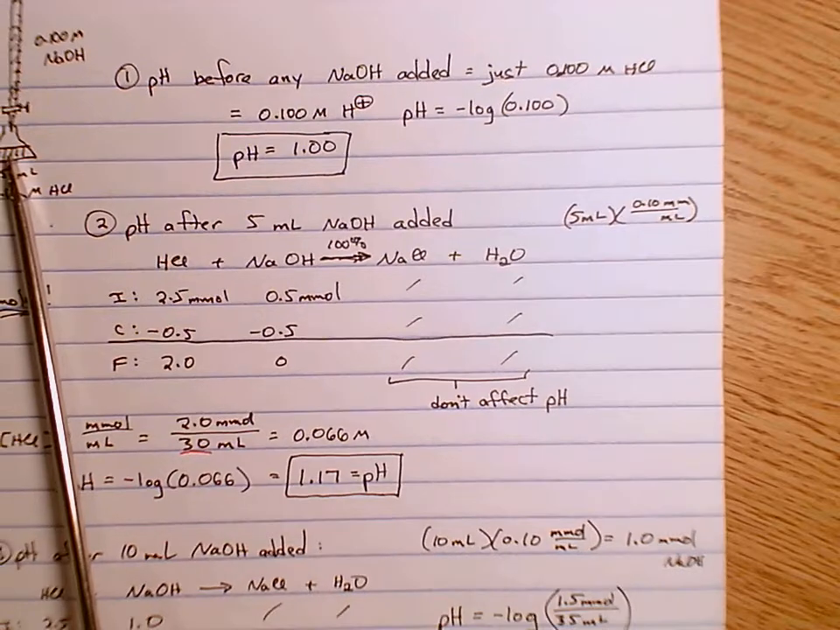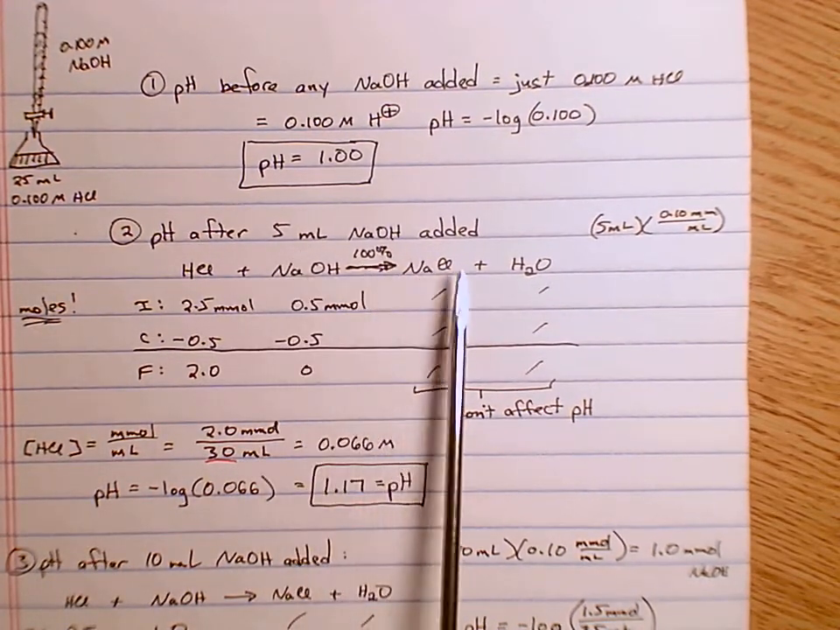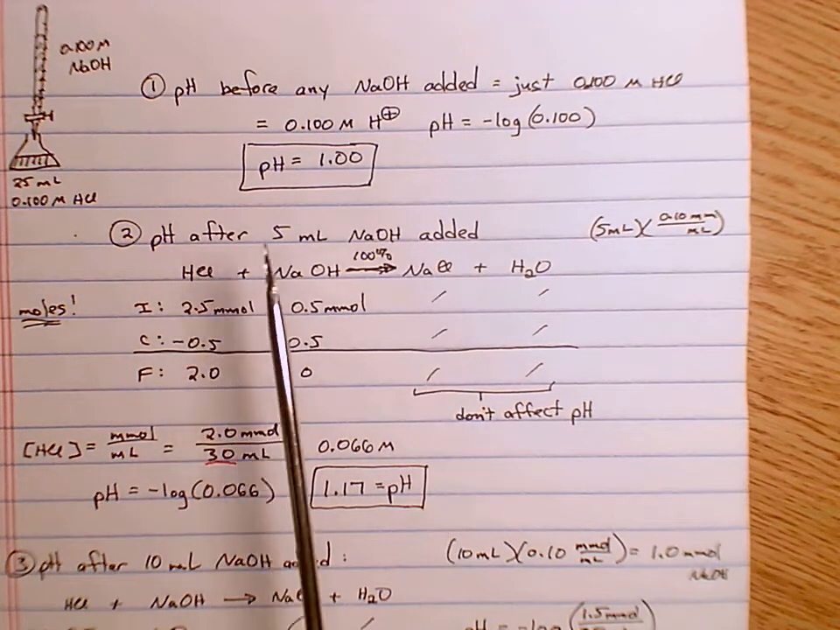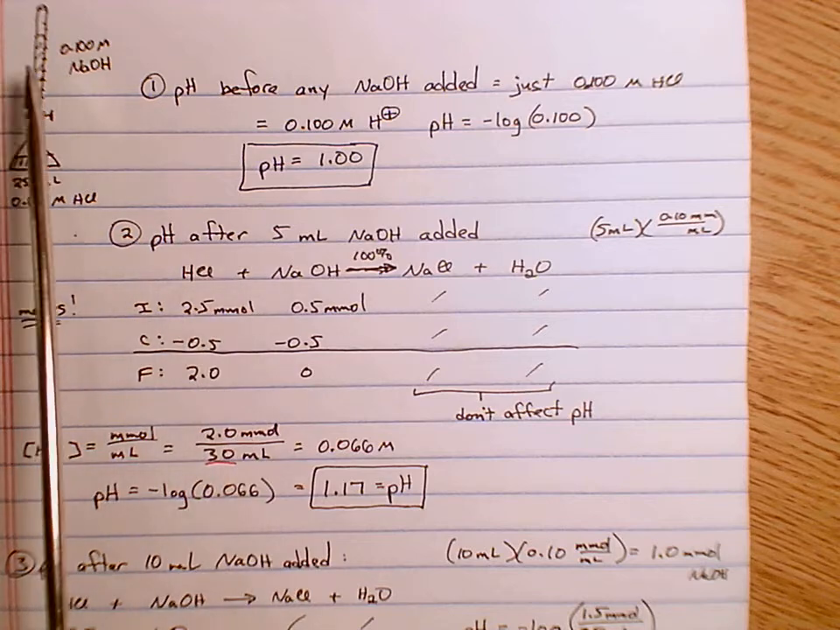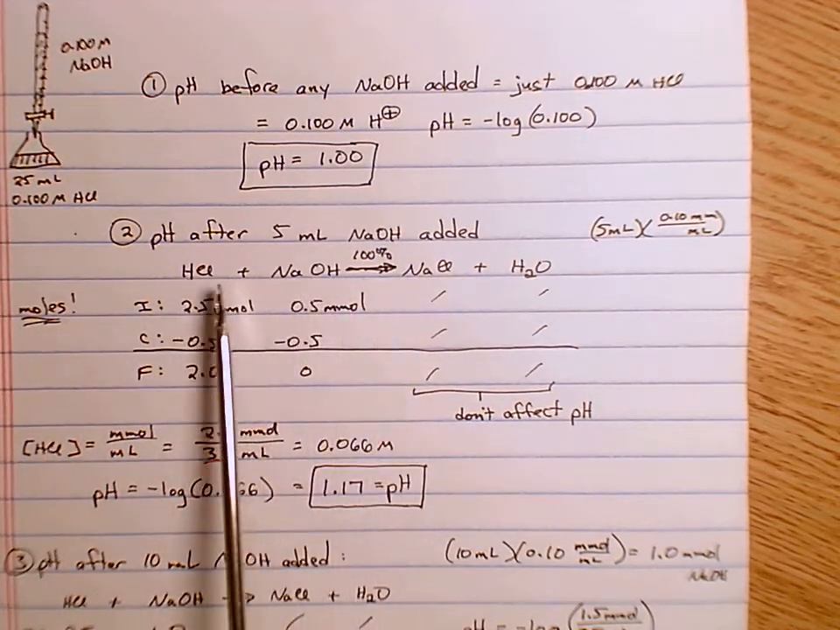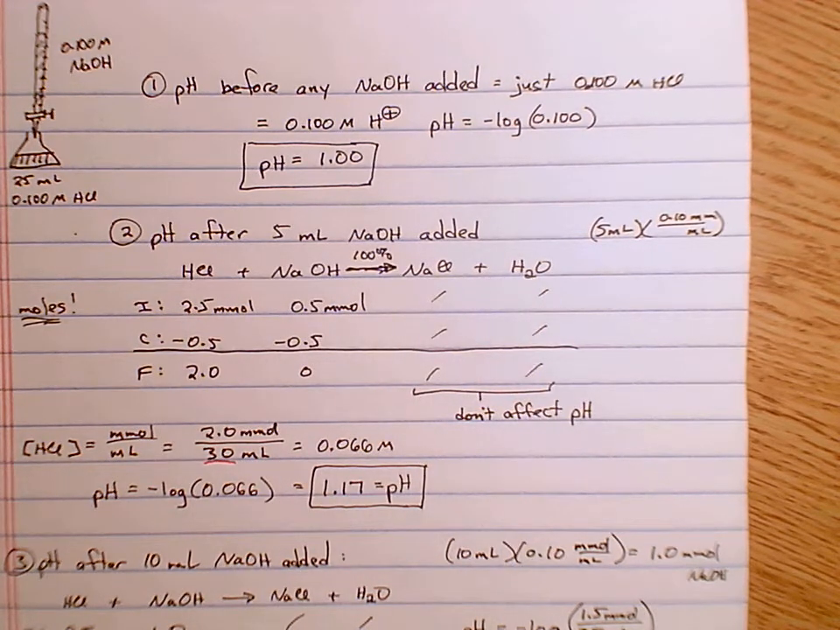All right, so our next question, what's the pH after 5 milliliters of sodium hydroxide is added? Well, the question is, what's the sodium hydroxide going to do? If we've got sodium hydroxide here, HCl here, we know it's going to undergo this reaction: HCl plus NaOH goes to NaCl plus H2O.